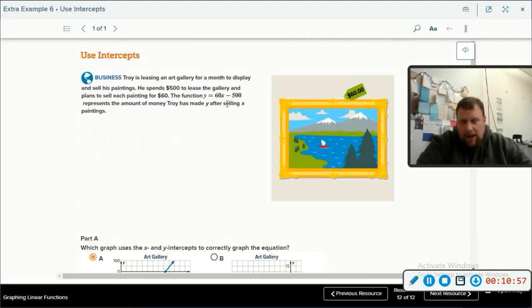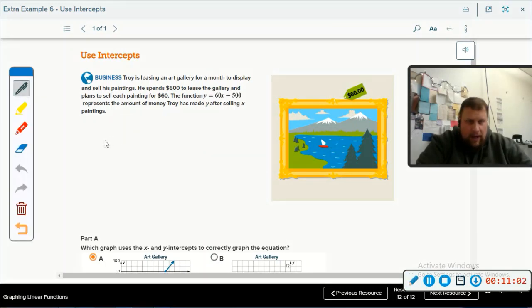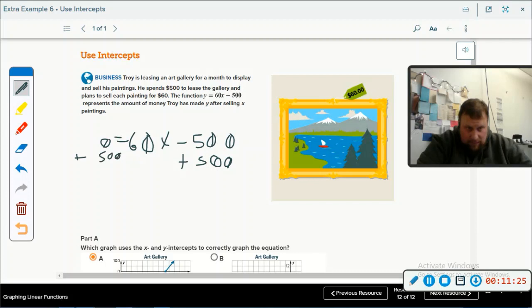We could have also solved for our x-intercept by plugging in 0 for y. If we did that, just so you know, we would have got 0 equals 60x minus 500. I would have added 500 to both sides, right? I can't believe it. I didn't cross my zeros. I just like to cross my zeros. It makes me feel happy. So plus 500. And I get 500 equals 60x. Divide both sides by 60.